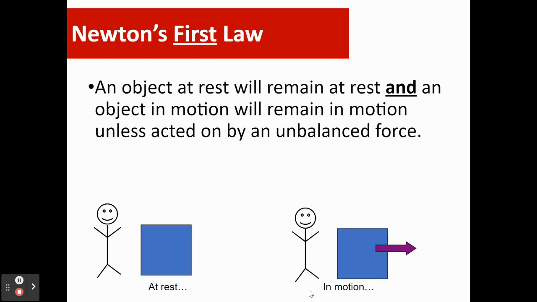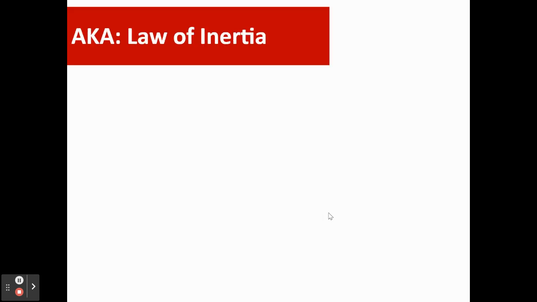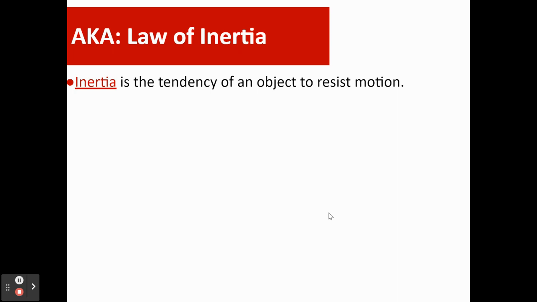All right, first law. An object at rest will remain at rest, and an object in motion will remain in motion unless acted on by an unbalanced force. So this is what our car lab was about. The car slamming into the books was the unbalanced force. So the car kept going until it hit the books. This is also called the law of inertia.